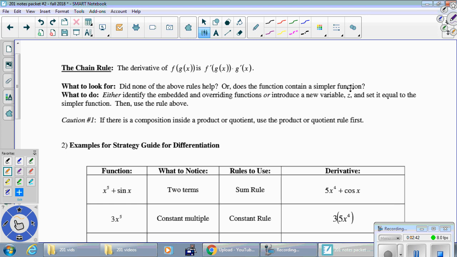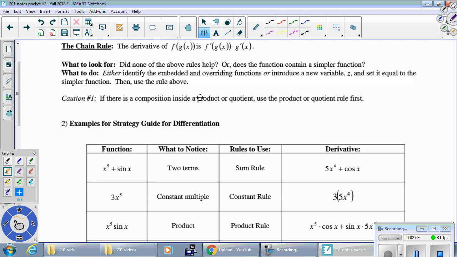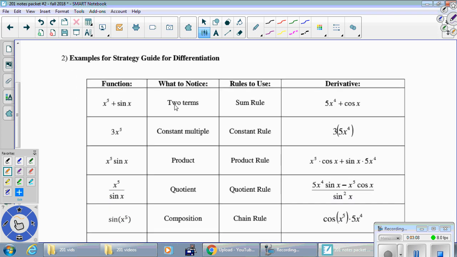Does the function contain a simpler function? You can either identify the inner and outer functions, or you can do the Leibniz thing where you introduce a new variable and set it equal to the simpler function. And then we use a different version of this rule here. If there's a composition inside of a product or quotient, first you do the product or quotient rule, and then in the middle of that, you do your chain rule. Okay, so some examples here.